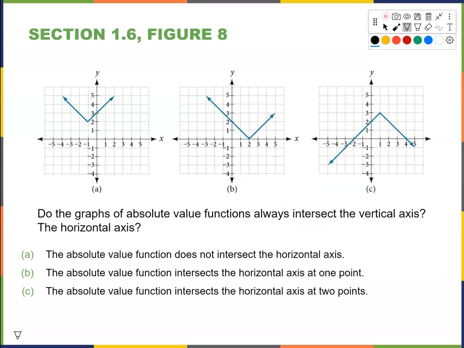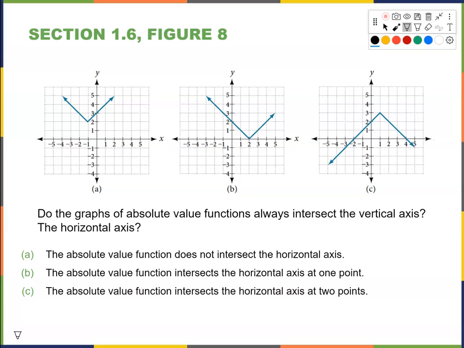Next, do the graphs of absolute value functions always intersect the vertical axis? How about the horizontal axis? Let's start with letter A. Look at the V graph, which is the absolute value function. It does not intersect the horizontal axis.